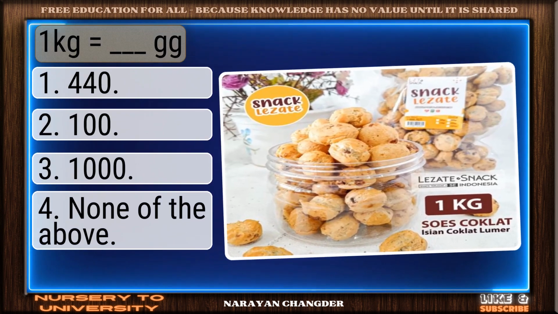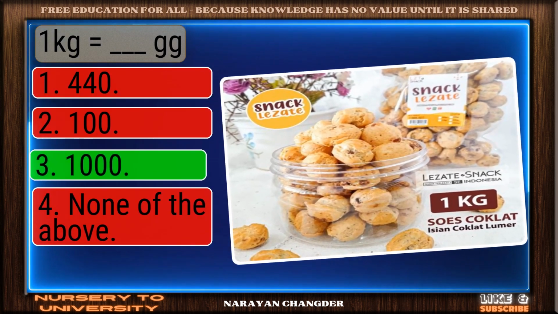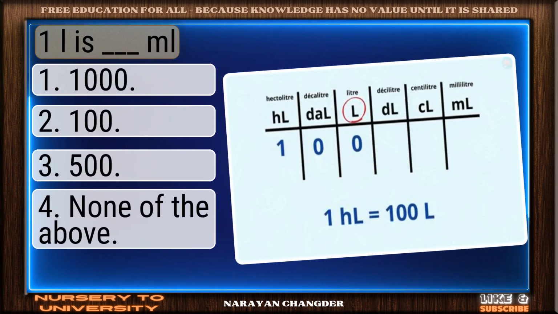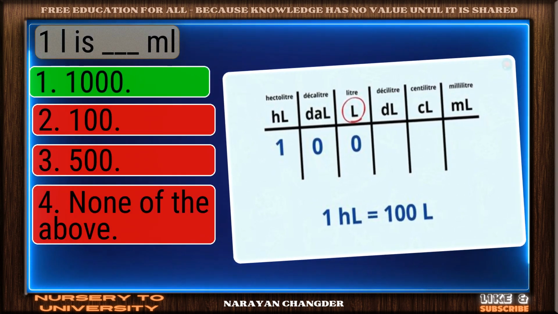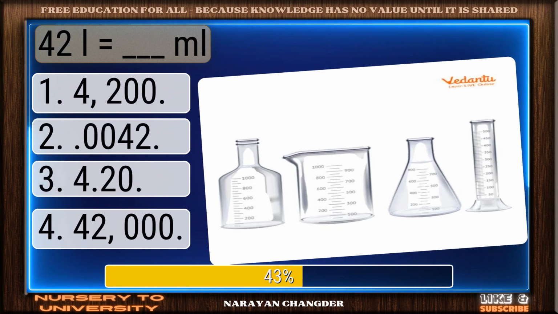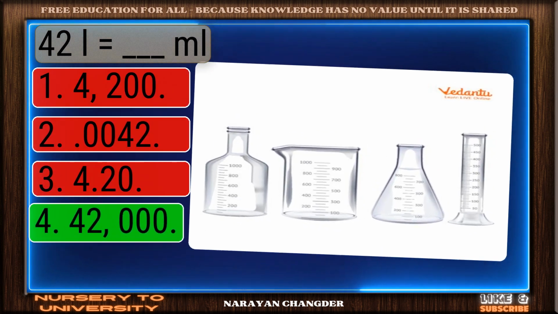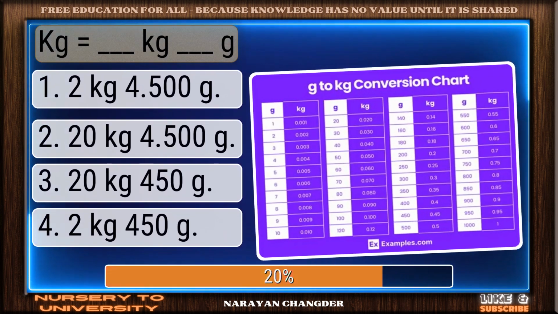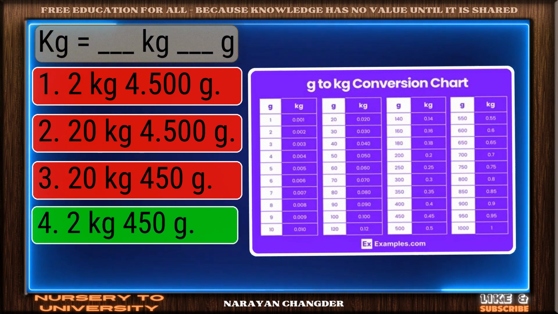1 kg equal to dash g. Nicely done. 1,000 is a solid answer. 1 L is equal to dash ml. Exactly. 1,000 makes sense. 42 L equal to dash ml. Good thinking. 42,000 is the right answer. 2 kg 450 g equal to dash kg dash g. Perfect. 2 kg 450 g is the correct choice.